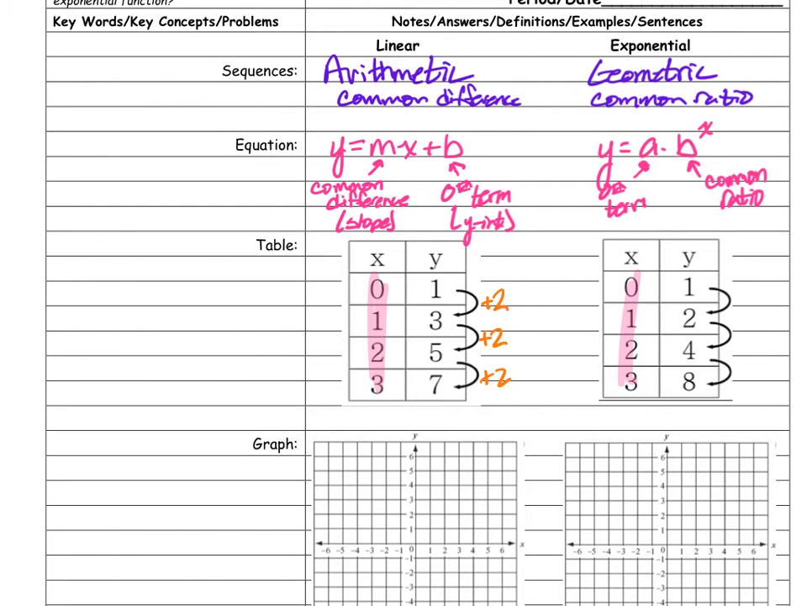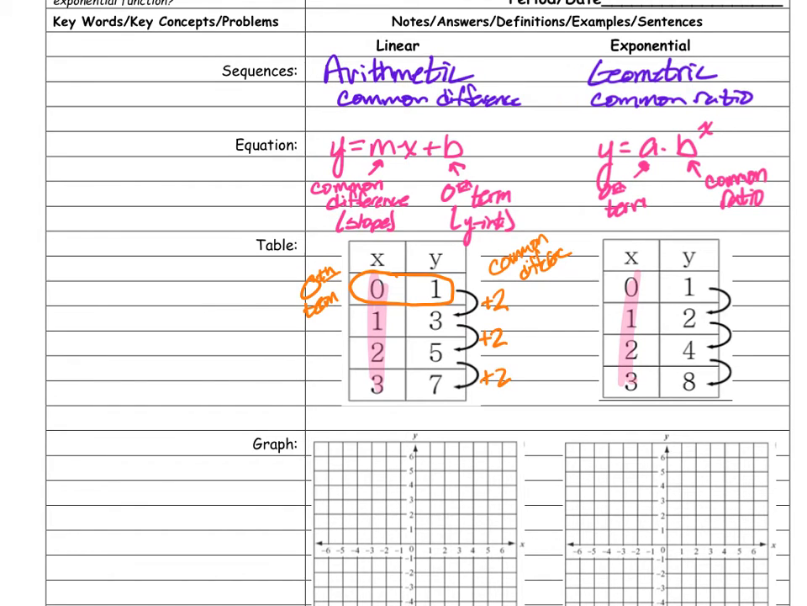And also, if you look here in this particular table, it gives me my 0th term. Oops, I spelled term wrong. And I have a common difference because I'm adding. Remember, I get a common difference if I add or subtract.